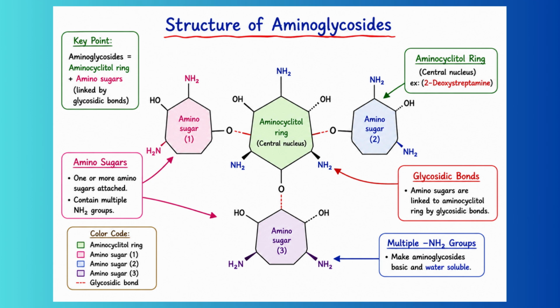Although all aminoglycosides share the same basic structural arrangement, differences in the number, type, and position of the amino sugars produce different aminoglycoside antibiotics. Therefore, the basic structure of an aminoglycoside can be summarized as aminocyclitol ring plus amino sugars connected by glycosidic bonds. This common structural framework is the hallmark of all aminoglycoside antibiotics.